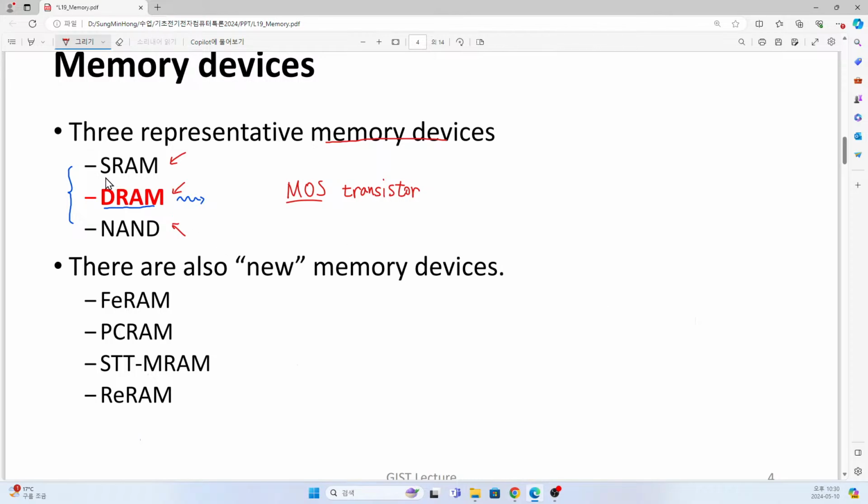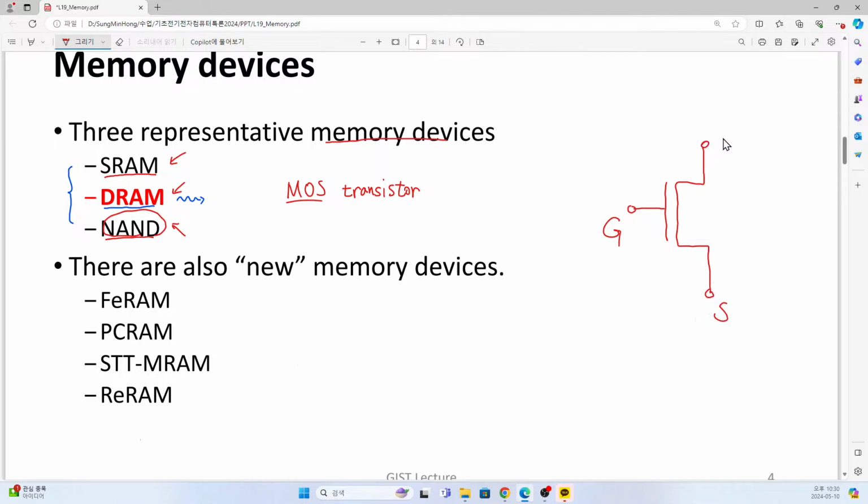So SRAM will have a separate page. So I will talk about NAND. So in the case of NAND, how can we write a certain bit into this NAND? In the case of NAND, we have a transistor. Here we have a transistor. Let's say this is a typical transistor, and here we have a gate, and here we have a source, and here we have a drain.